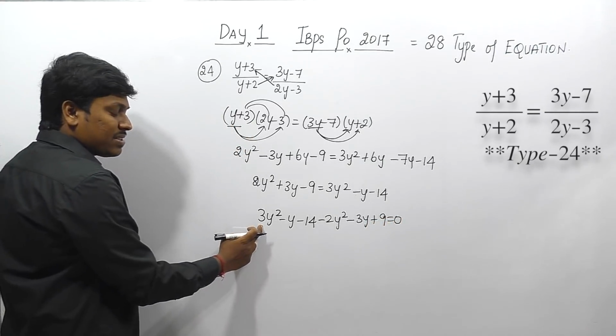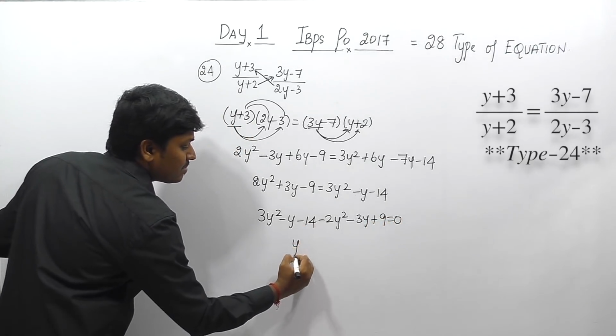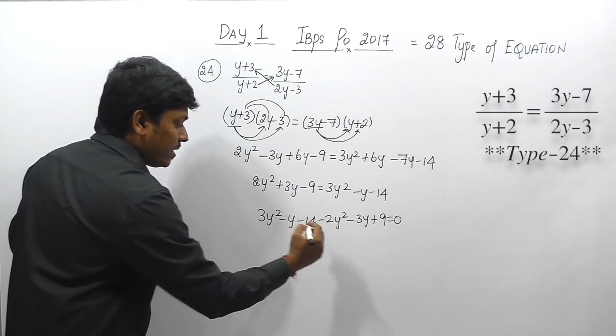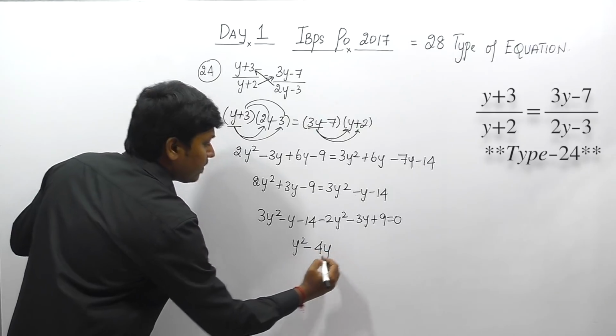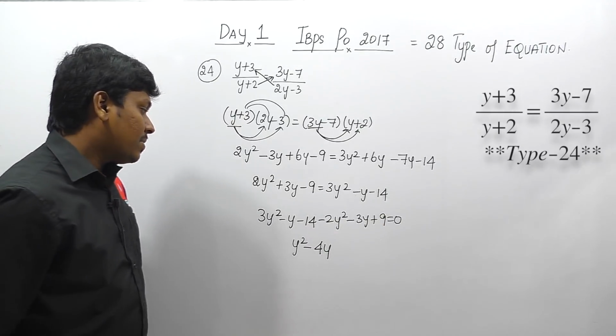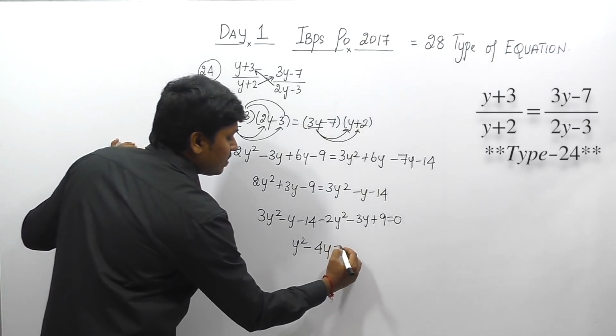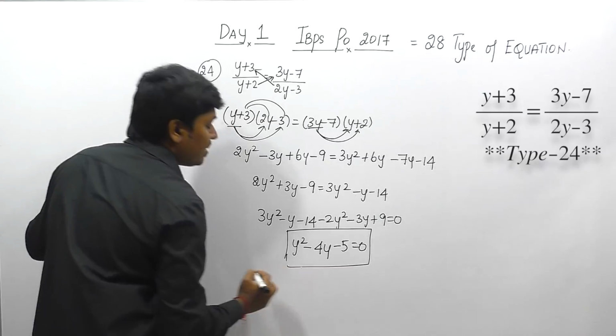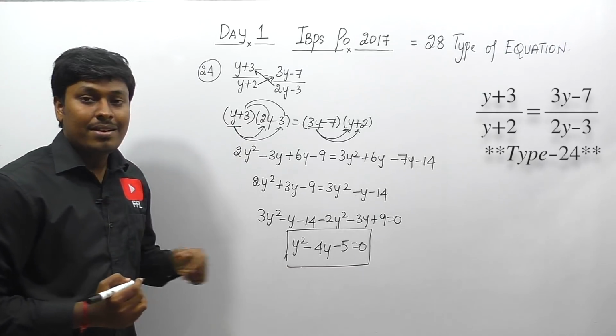So here it is 3y square and here it is 2y square, it becomes y square, right? And here it is minus y minus 3y, so it becomes minus 4y. And here it is minus 14 and here it is plus 9, so the resultant will be minus 5, right? So it is equal to 0. So friends, finally we converted the given equation into a proper quadratic equation.